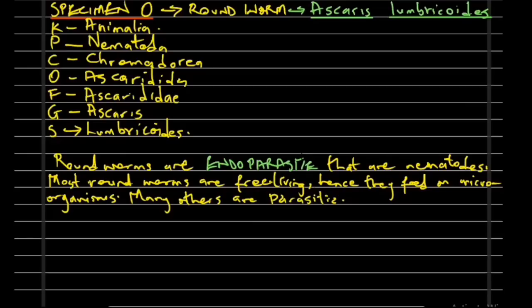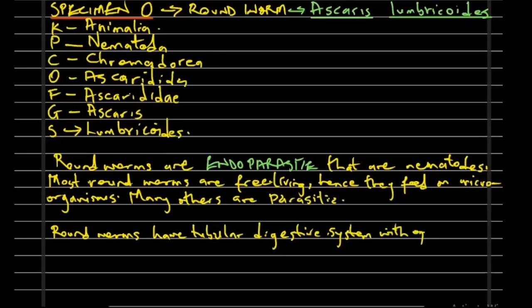Nematodes have a tubular digestive system. Or let me just say the roundworms. They have a tubular digestive system with openings at both ends.